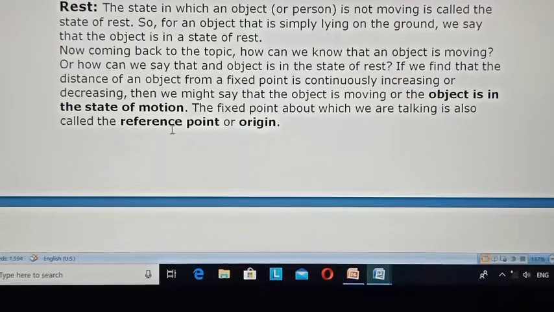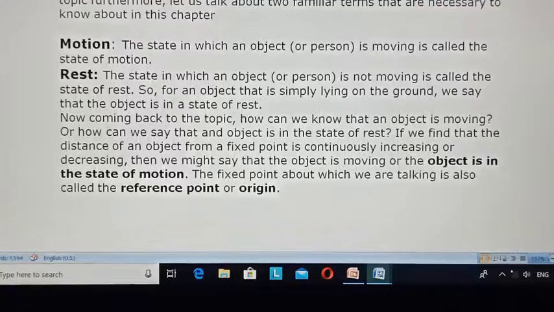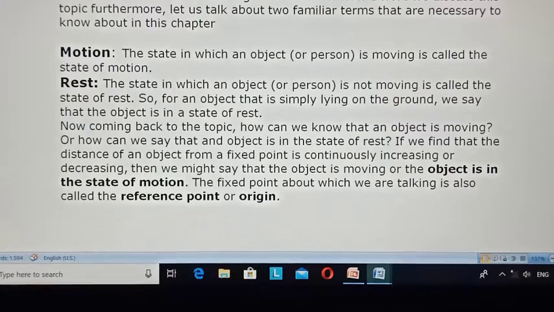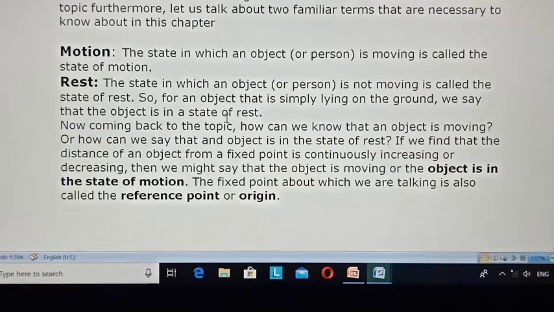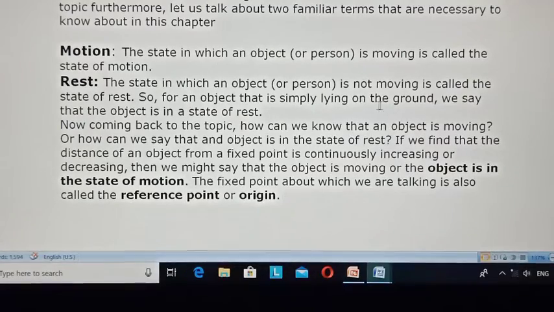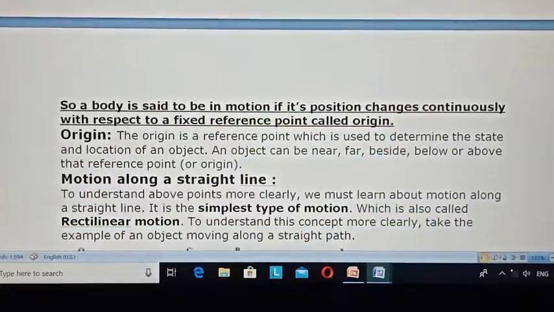So if you want to describe the motion of an object, first you have to consider a reference point or origin. Okay, so normally we can say motion, you see, the state in which an object or person is moving is called the state of motion. Similarly, rest, you see, the state in which an object is not moving is called the state of rest. So for an object that is simply lying on the ground, we say that the object is in the state of rest.